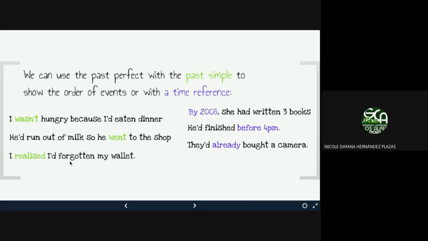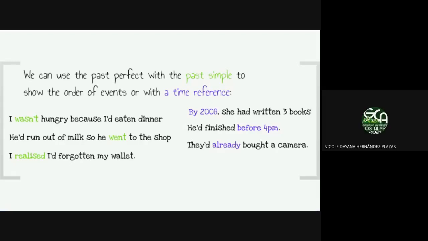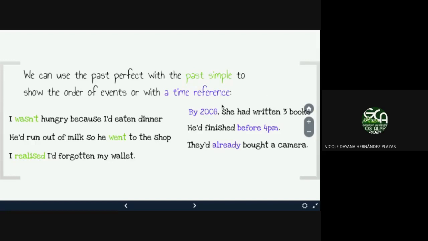I'd forgotten my wallet. For that reason, I realized I'd forgotten my wallet. Okay? Okay, princess. So let's go now with the three other examples, with a time reference. So Juana, princess, can you please help me reading these three examples we have here, the purple ones?